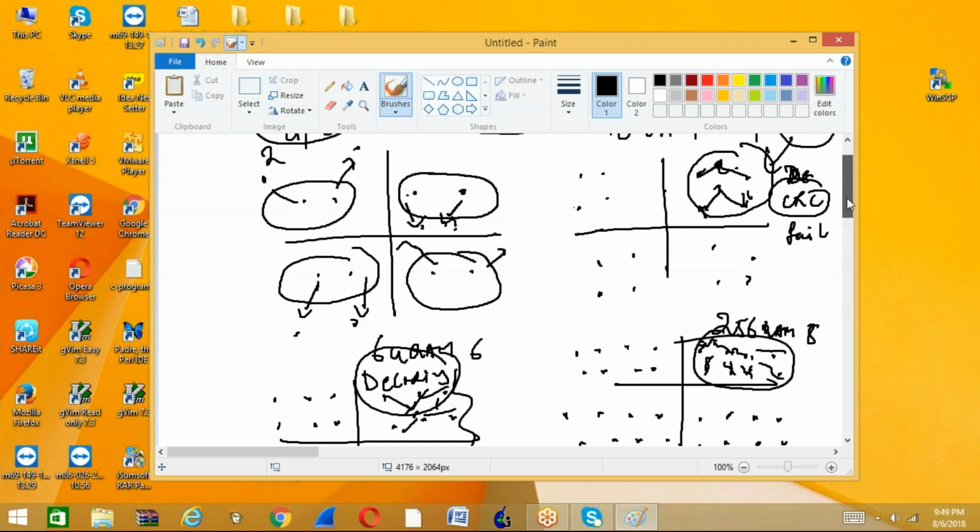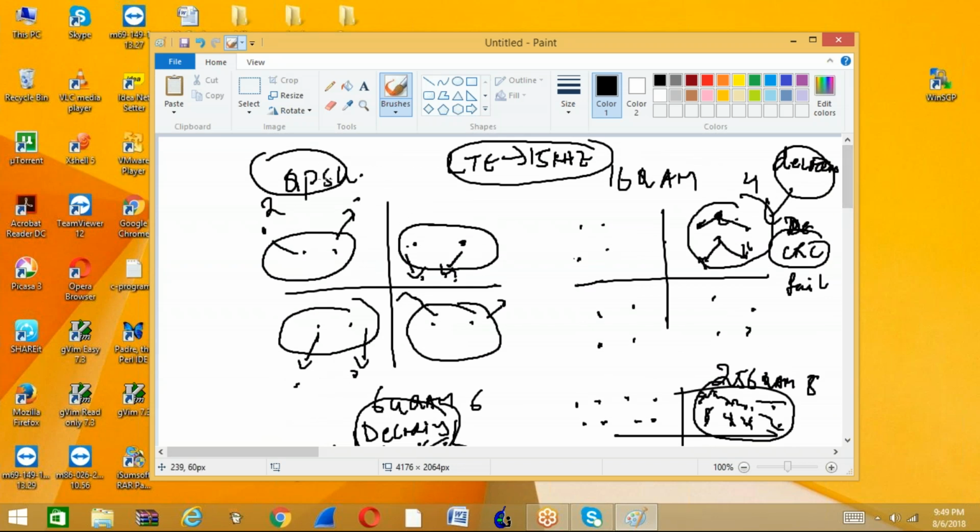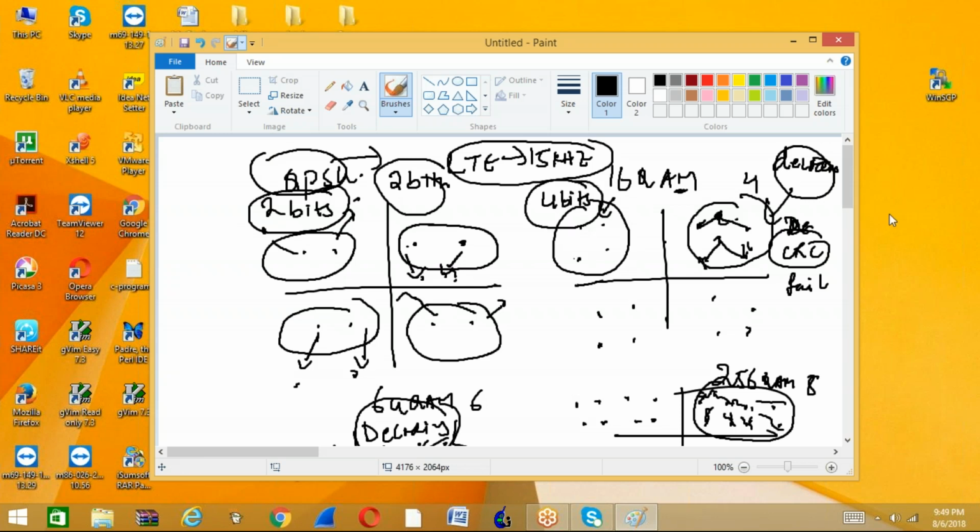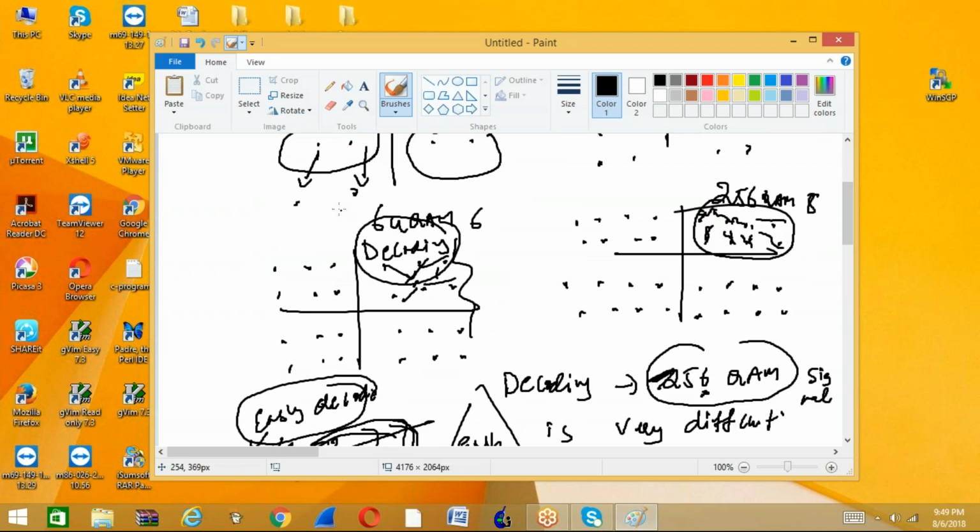So for that reason, how many bits are we transferring in QPSK? 2 bits. Whenever you are using QPSK, we transmit 2 bits. When you are using 16 QAM, how many bits do we transfer? 4 bits. Whenever you are transmitting 64 QAM, how many bits do you transmit? 6 bits. You are transmitting 256 QAM, how many bits? 8 bits.